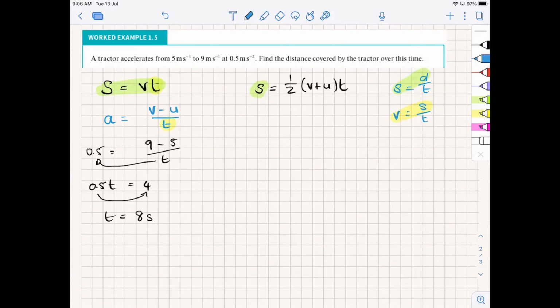Just subbing in all the information that we know. Our final velocity was 9 meters per second, our initial velocity was 5, and the time we calculated as 8. And so our net displacement was 56. This is displacement, so it is just meters.